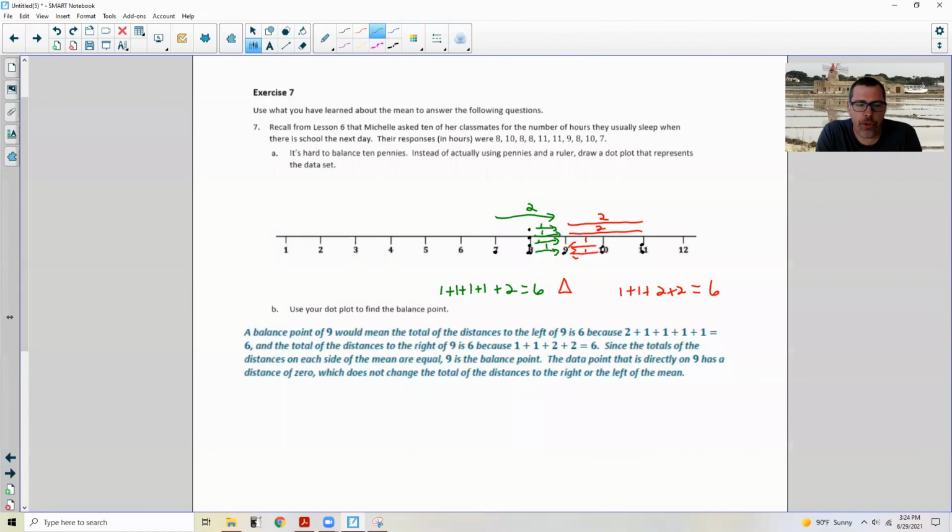Okay, so putting this into words, a balance point of 9 would mean the total of the distance to the left of 9 is 6, because 2 plus 1 plus 1 plus 1 plus 1 equals 6. And the total distances to the right of 9 is 6, because 1 plus 1 plus 2 plus 2 equals 6. Since the totals of the distances on each side of the mean are equal, 9 is the balance point. The data point that is directly on 9 has a distance of 0, which does not change the total of the distances to the right or to the left of the mean.